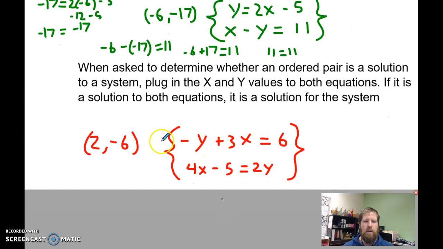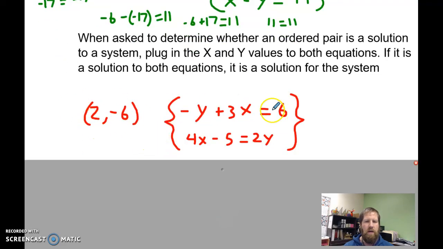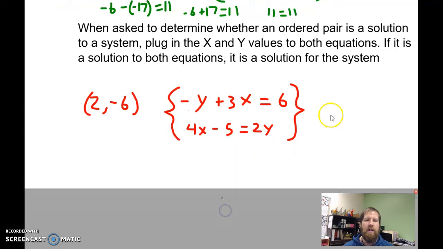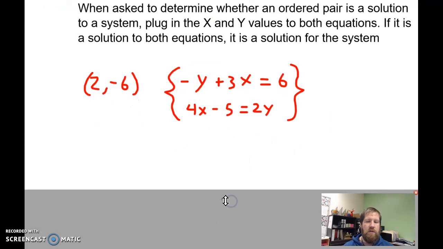Generally, you're just going to be checking to see if the ordered pair is a solution. If you check it against the first one, and it's not, you're done, right? Doesn't matter if it's a solution to one of them. If it's not a solution to all of them, it's not a solution to the system.